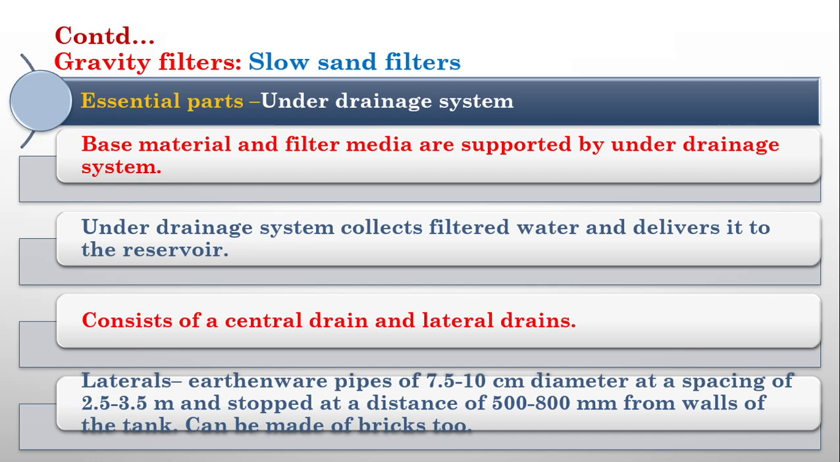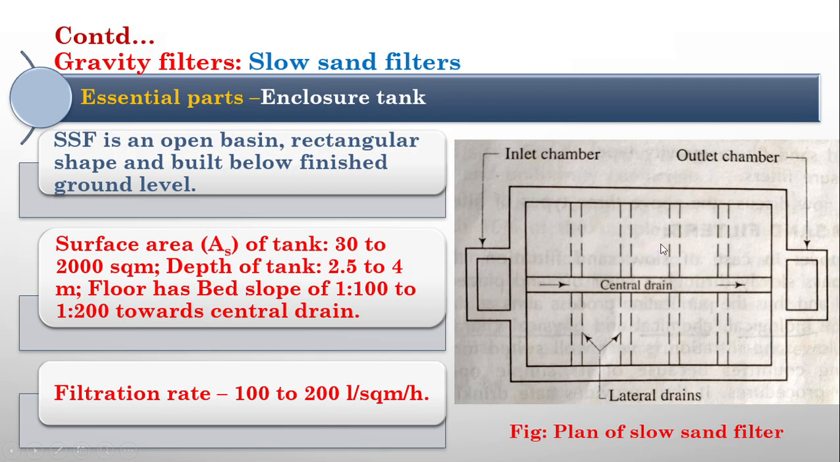So the second part is under drainage. It consists of a main drain and some laterals. Laterals are made up of earthenware pipes of 7.5 to 10 centimeter diameter at a spacing of 2.5 to 3.5 meter. They are stopped at a distance of 500 to 800 millimeter from the walls of the tank. Here they have given a connection, but this connection will not be there. It will stop here.